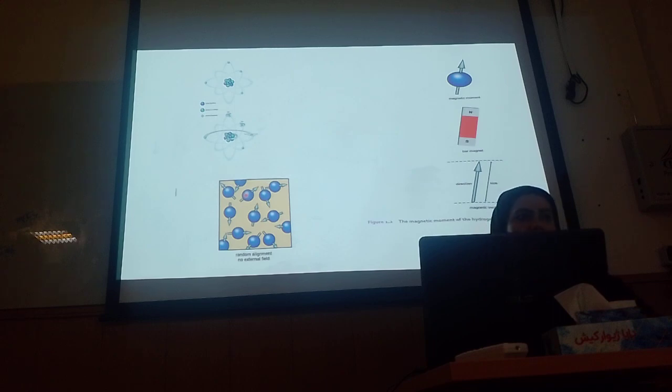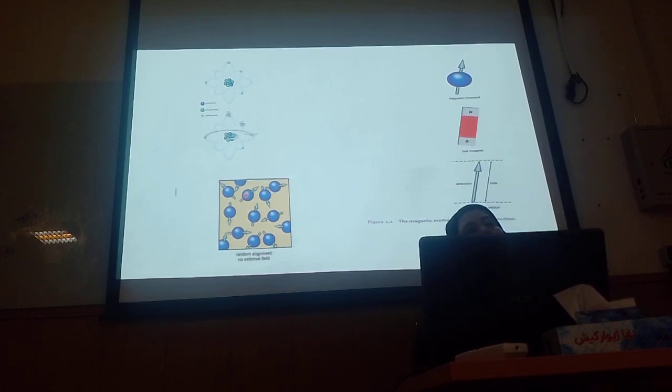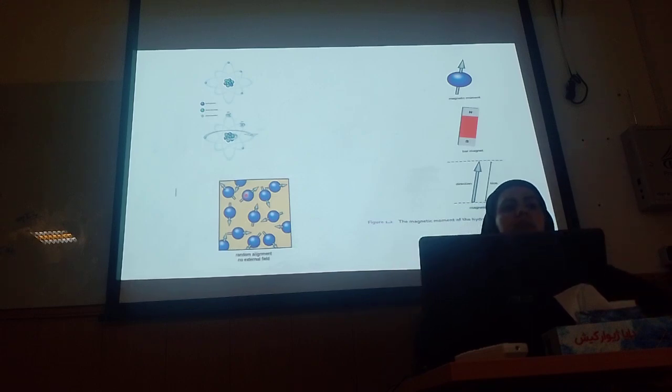I'll explain it. I told you magnetic moment is a metric quantity to measure the tendency of an object to interact with the external field. Okay? But as I told you, magnetic moment is a vector quantity having magnitude and direction.